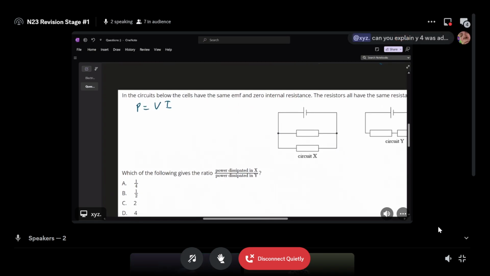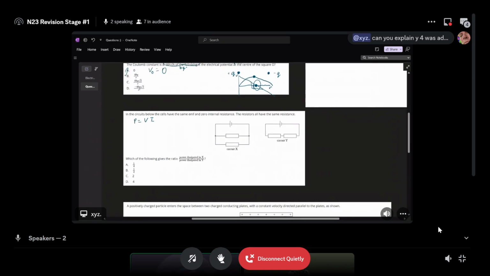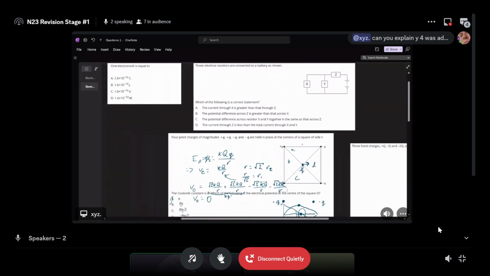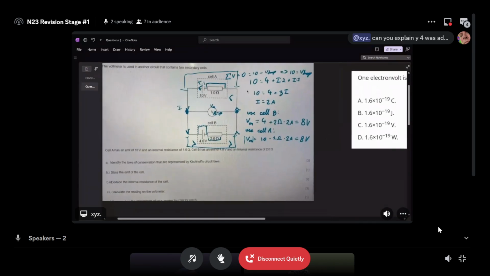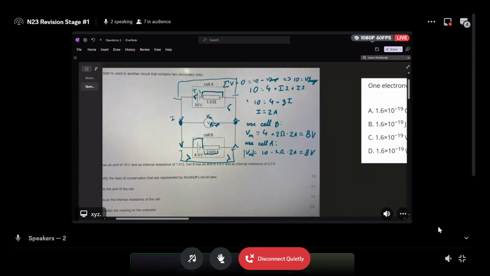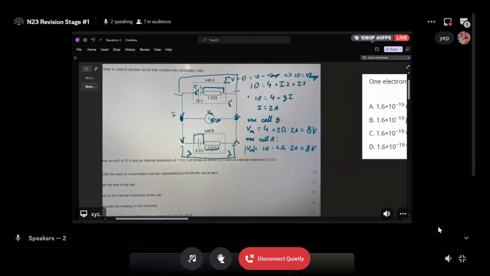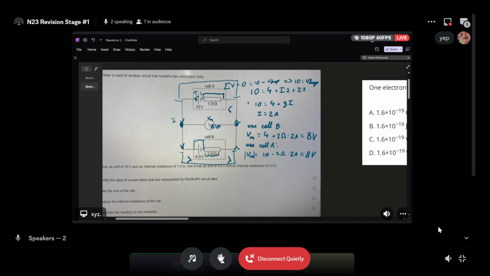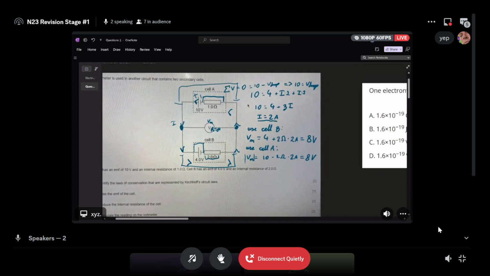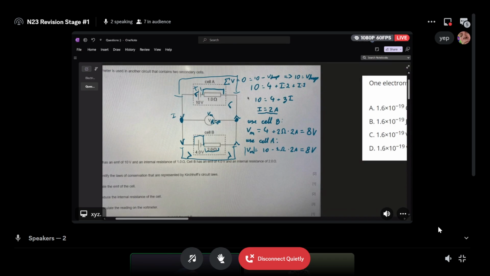Why was the 4 added? Where was the 4? The 4 here, the 2 ohms and the 2 amps. Okay, that 4 was added because we solved for a current here, and we're told that it's 2 amps.